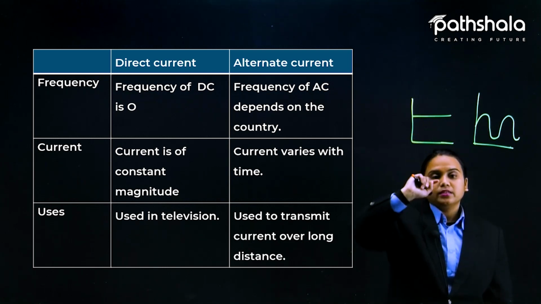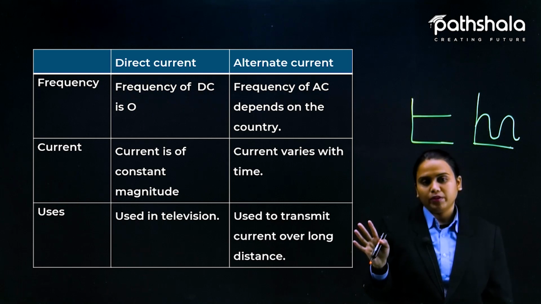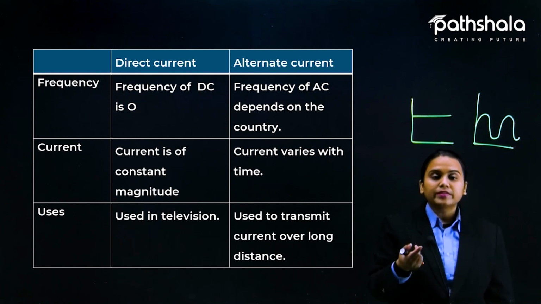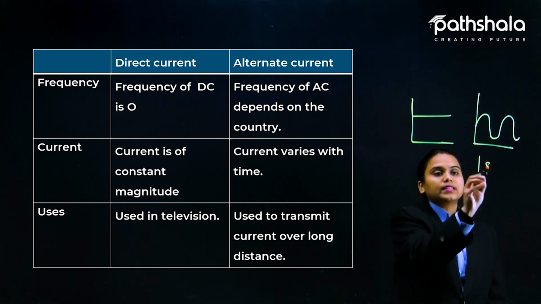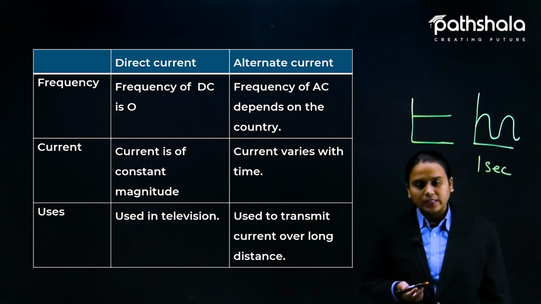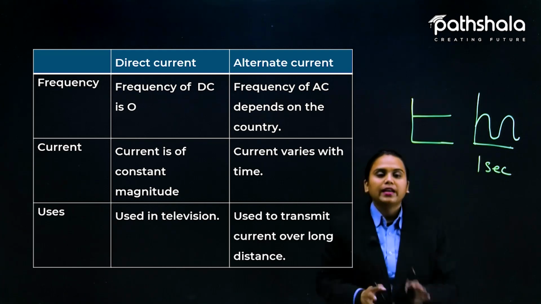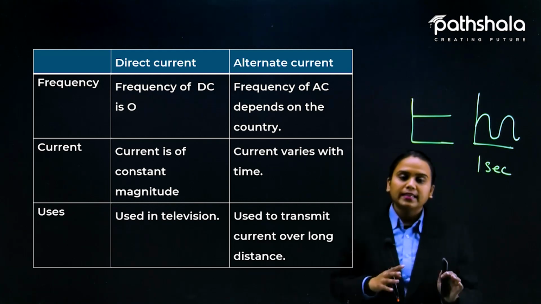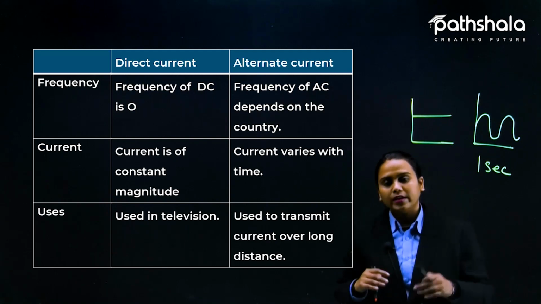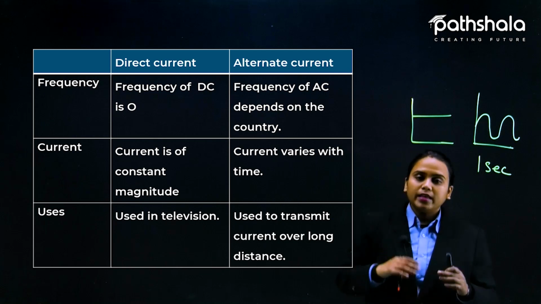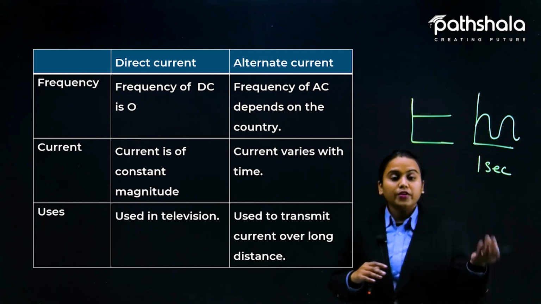Frequency happens when there are waves. In the case of direct current, we do not have any kind of waves. In alternate current, we have waves. So how many waves get transferred in 1 second? That is what the frequency is. So we can say that frequency is 0 in direct current. But in alternate current, the frequency depends on the country.